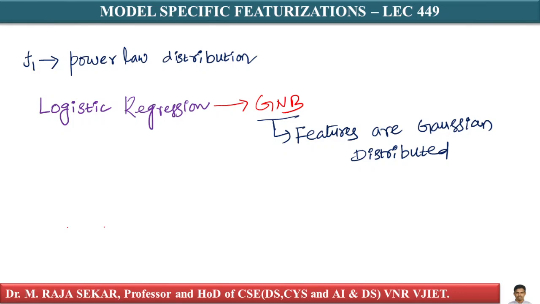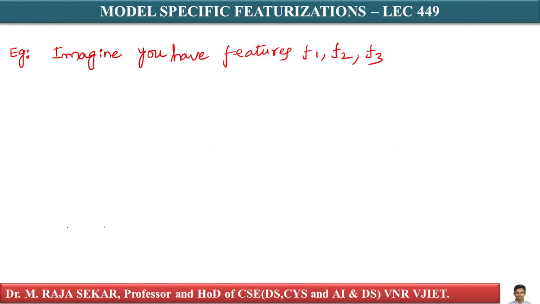In such a case, because we are using logistic regression, it makes sense to transform F1 into log of F1. This featurization is very, very problem specific. Because what did we say? Because we are using logistic regression, which performs better when you have Gaussian distributed features. Hence, we are making this transformation. This is one example. Let me consider another example.